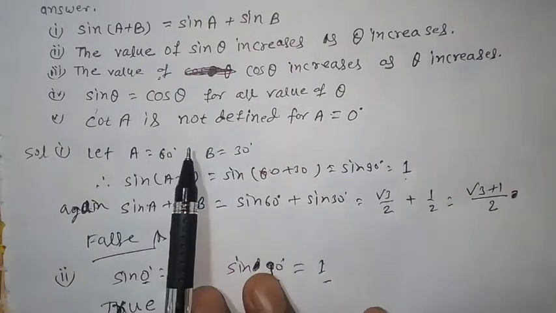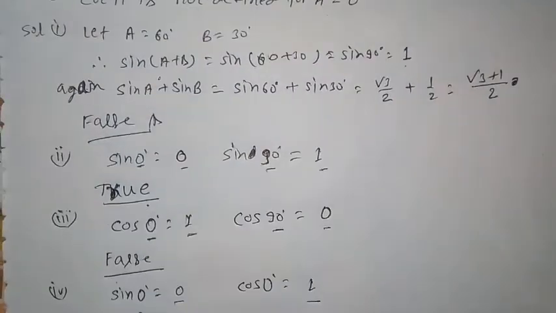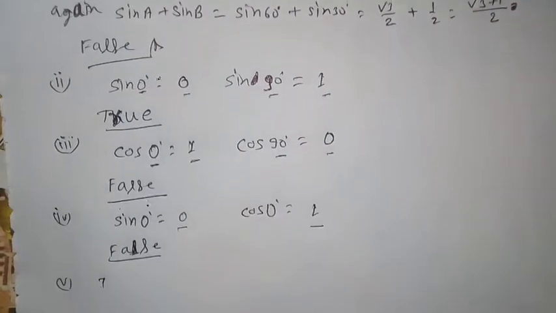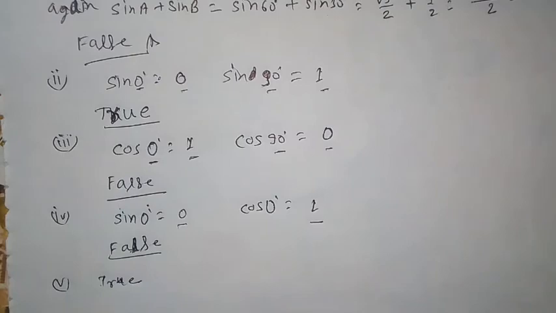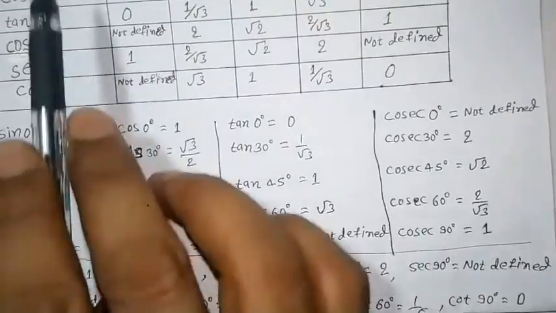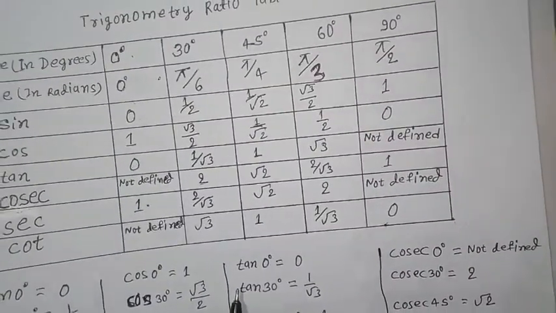Question 5. cot A is not defined for angle A equal to 0. This statement is true because cot 0 degree is not defined according to the table.